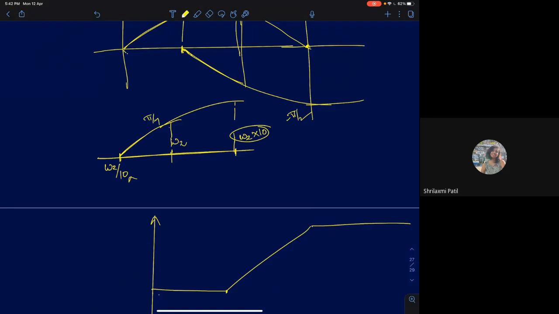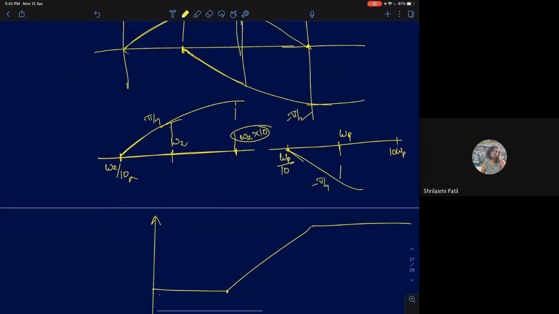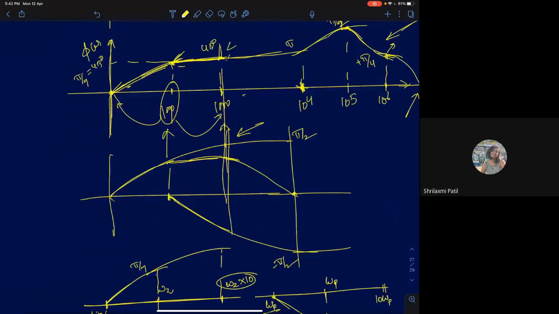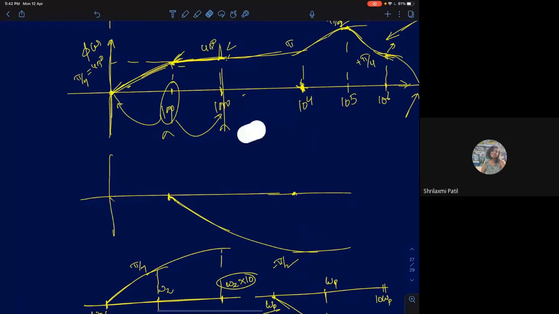Similarly, if I am drawing for a pole, let's say I have a pole omega p, start with a decade before, which is omega p by 10, and a decade after, 10 times omega p. The phase response will start here, and I'm drawing both of them for left of plane poles and zeros. It will go to minus pi by 4 and reach a maximum negative value of minus pi by 2. Okay, this is how the phase response will look. Now keep this in mind and we will draw the phase response for this system.